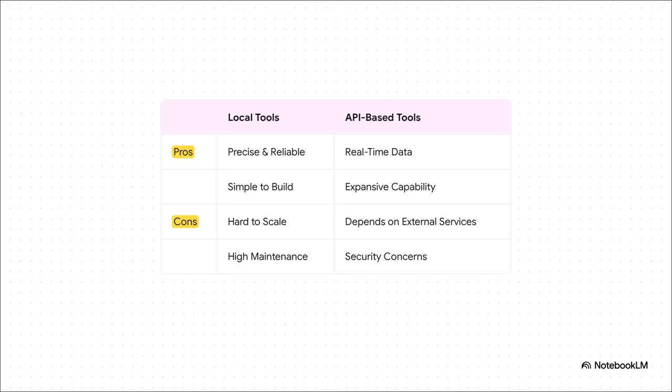So this really gets to the heart of the first big trade-off. On one hand, you have local tools, which give you incredible precision and reliability. They're right there, you control them, but they're a pain to scale and share. On the other hand, you have API-based tools, which we're about to get into. They open up this huge world of new capabilities and live data, but now you're depending on outside services.